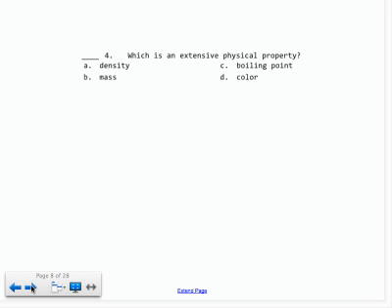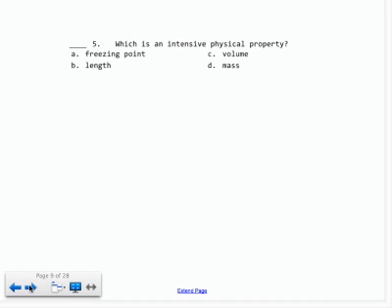Which of the following is an extensive physical property? Extensive means it depends on the amount of material you have. So density does not change based on your amount. Mass, if you put more material on the balance, that would change the mass. So that makes that an extensive property. Boiling point doesn't change. Color doesn't change based on the amounts.